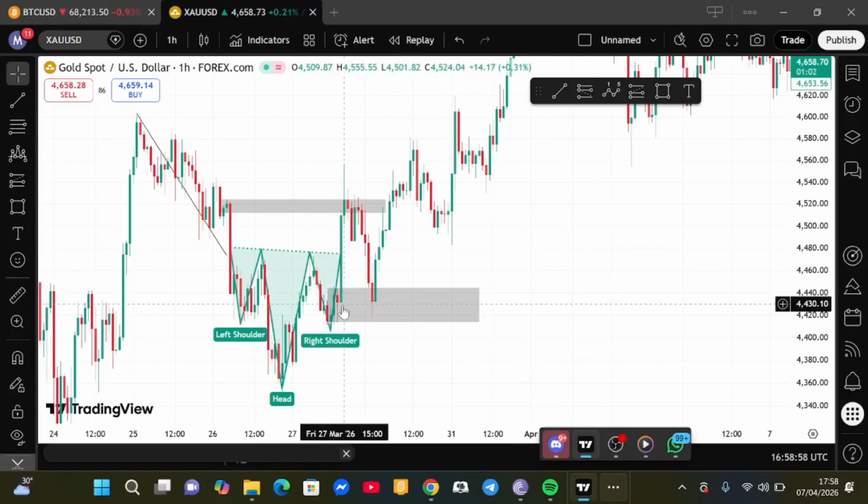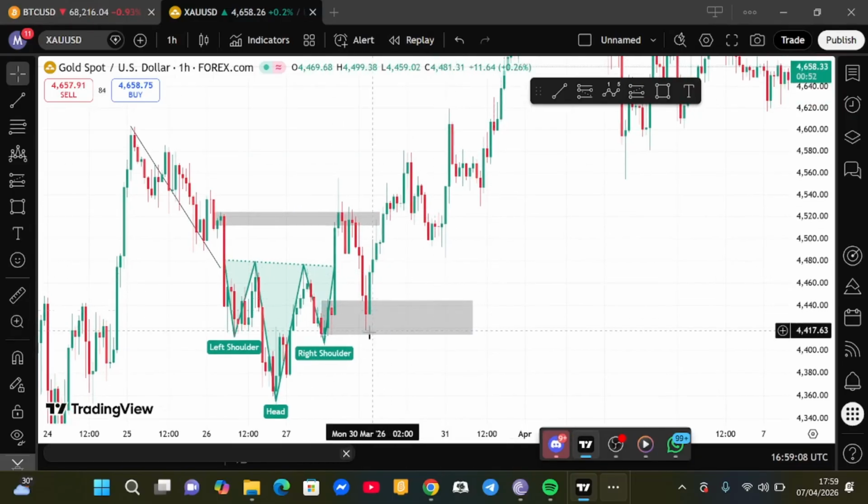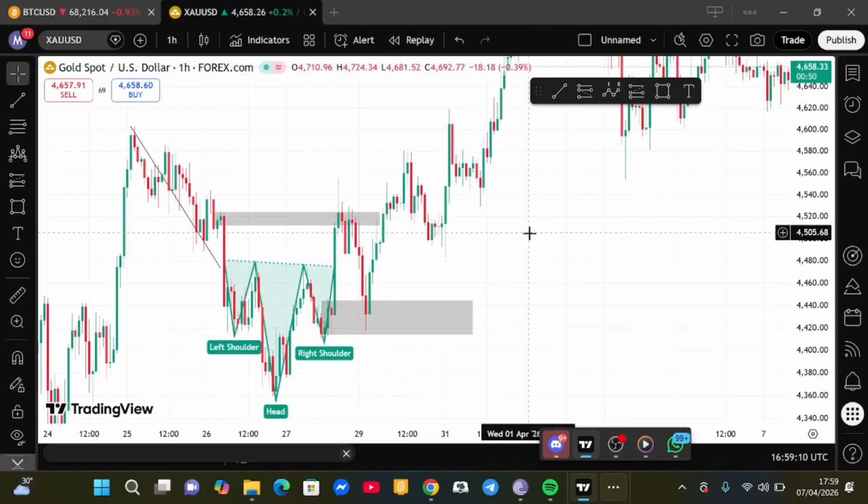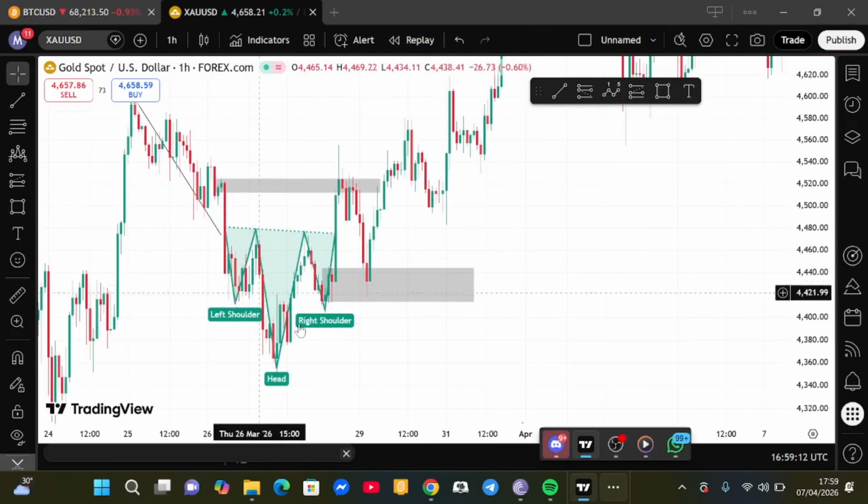So now you see on the right, from the right shoulder, it came and reacted at the supply zone, pushed the market to the downside back to the demand zone, and then from the demand zone it pushed the market. So I use the inverse head and shoulder as a confirmation that the trend is about to shift, but I don't use it as my entry.